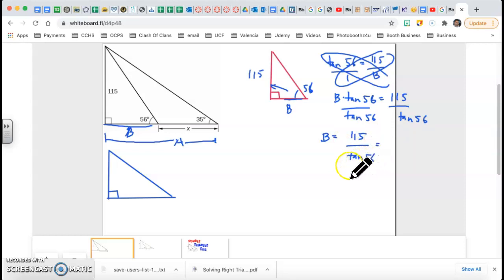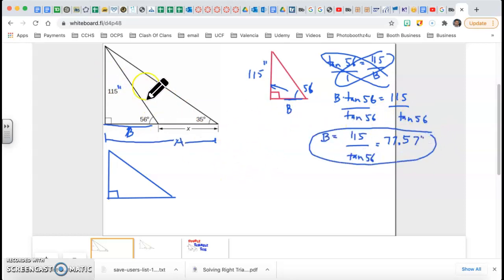Make sure your calculator is in degrees, and that's going to give me 77.57 when I round it. Again, let's put some units here. Let's call this inches, for example. So it's going to be inches, and that's my b segment.